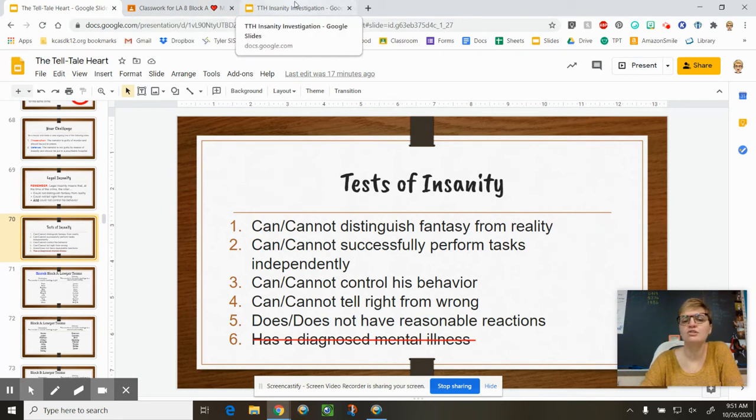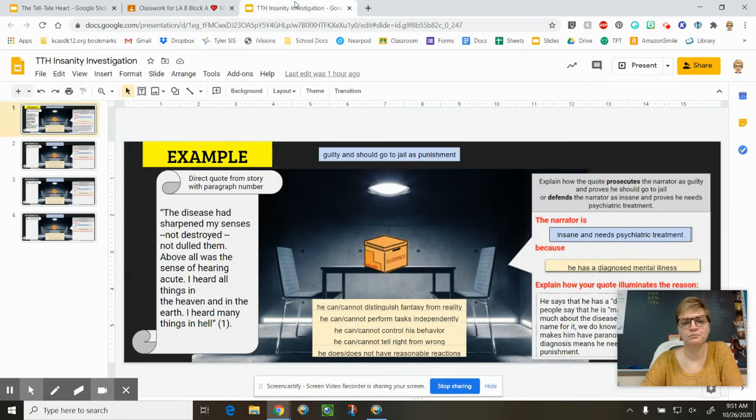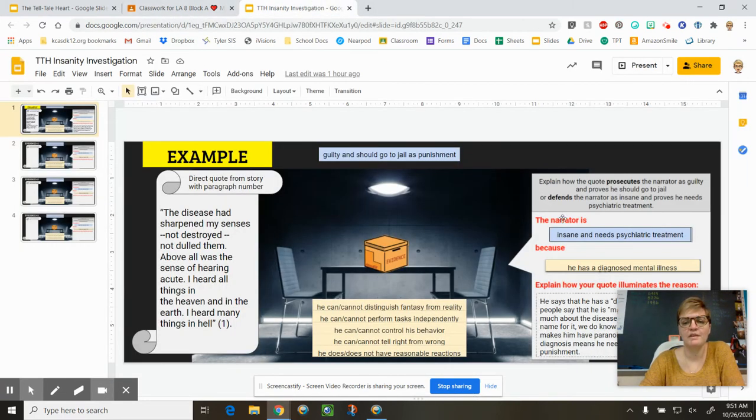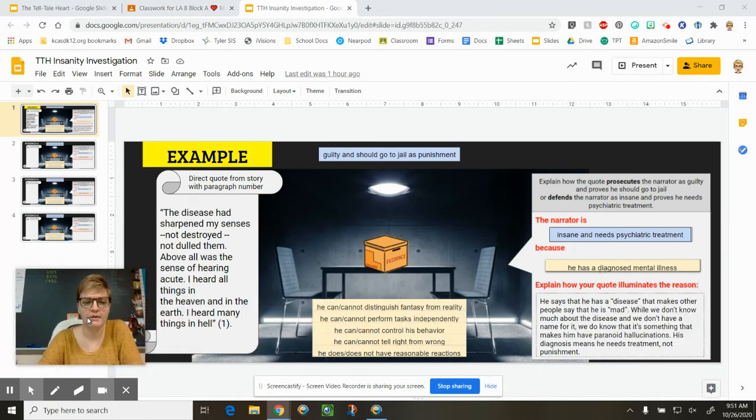VIP kids, you can choose which side you would like to argue. In-class kids, I will let you know what side you are on whenever you come back, or if you email me, I can let you know. You're going to be then using this form. It's under the same assignment. You're going to be using this to help you lay out your argument.